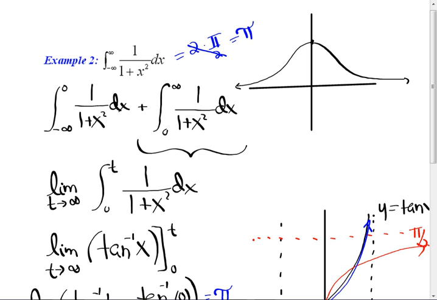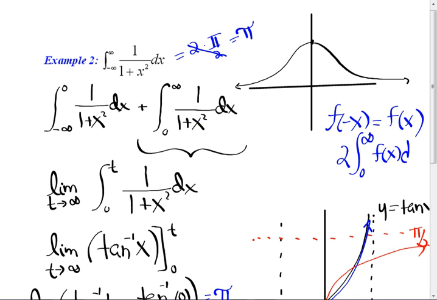Because these are the same, because f of minus x equals f of x. And do you remember how we changed those? If they're even functions, we could double the integral from 0 to infinity of f of x. It's even. They're both the same. If you want to integrate it, you may do so. I'm lazy.